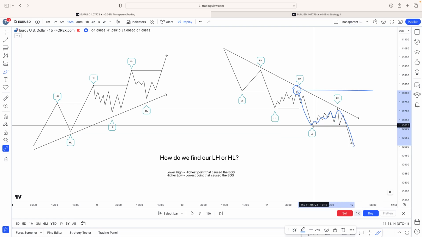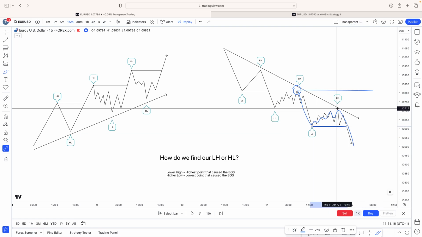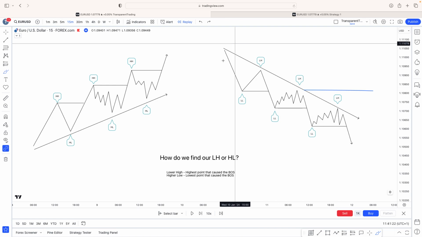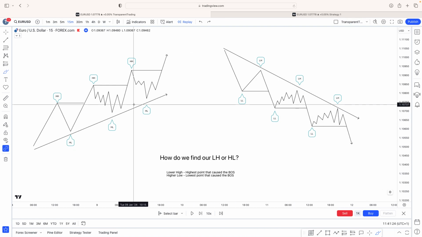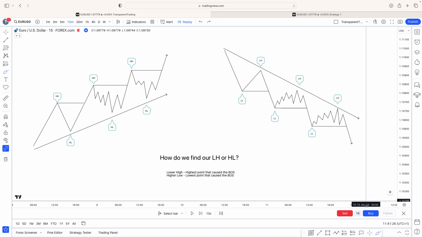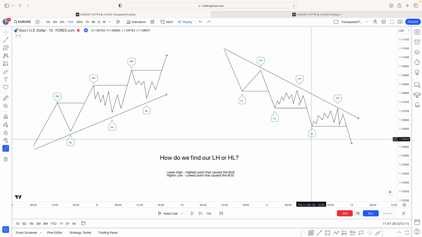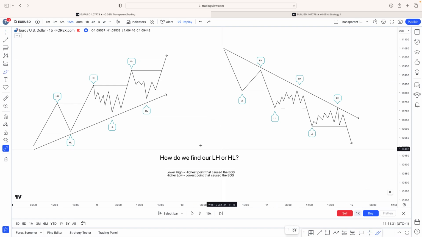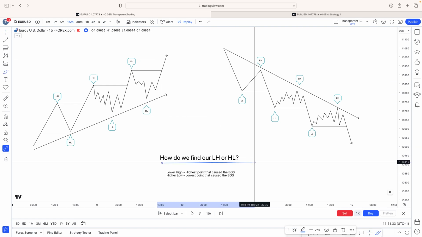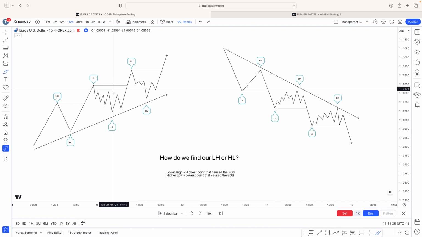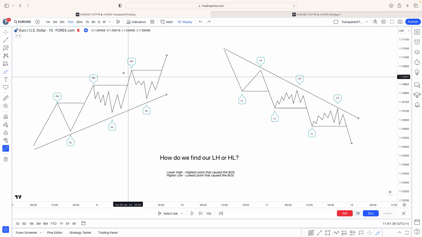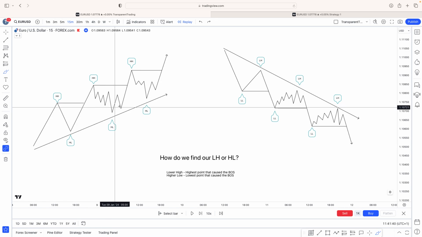And then once we get this break of structure here, this is then our confirmed and cemented lower high here, okay? So that is kind of the reality of higher highs, higher lows, lower highs, and lower lows. And now I'm just going to go through a very easy way that we can find our lower high and higher low, okay? Because some people get a little bit confused when mapping market structure.